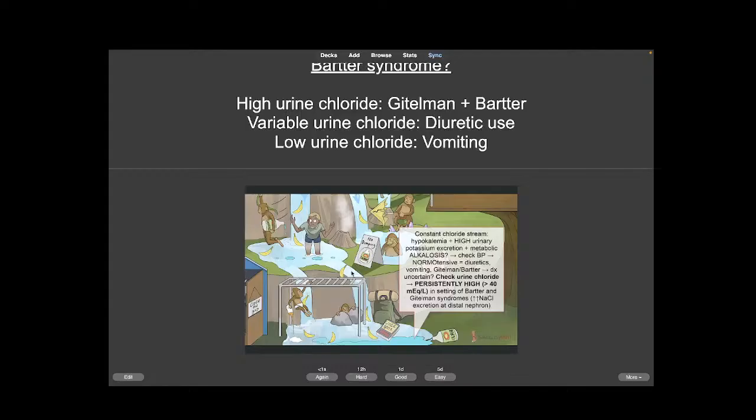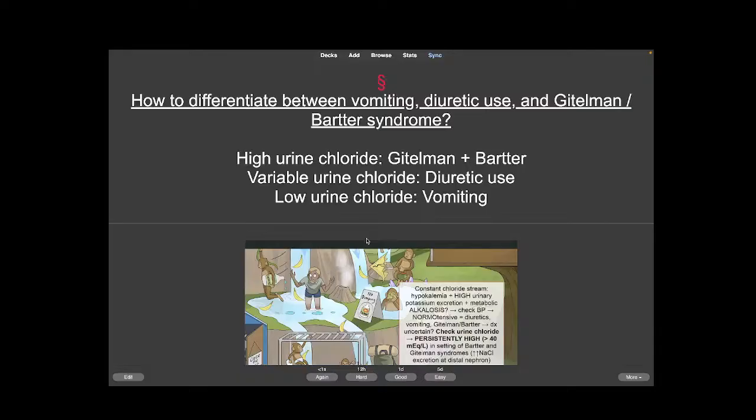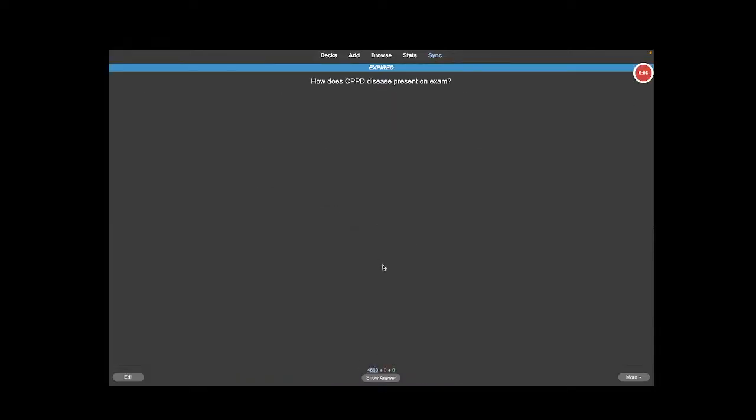Diuretic uses a variable urine chloride. It doesn't matter. But vomiting is low. It's right here. There's no chlorine in the vomiting, it's in the urine.